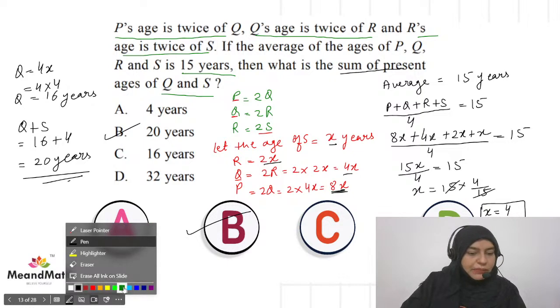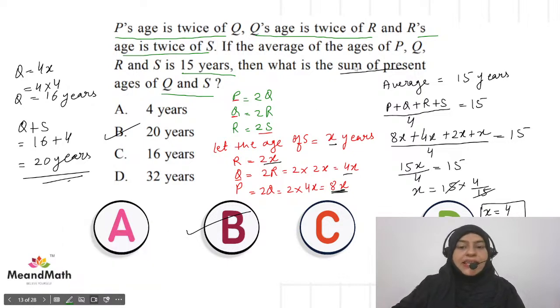What is the question, Tanmay? In the question they are asking the sum of the present age of Q and S. What is S? S's age is 4 years and Q's age is 16 years.